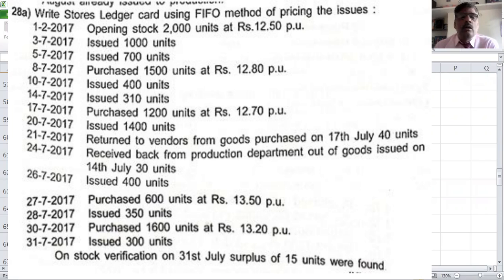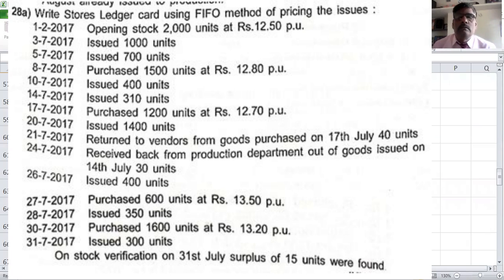Purchases go in the receipt column, issues in the issue column. Return to vendor goes in the issue column. For 17th July, you have to see whether the 17th July rate is applicable. If applicable, you apply it; otherwise, you take the present issue rate. Received back from production department, goods issued on 14th July.